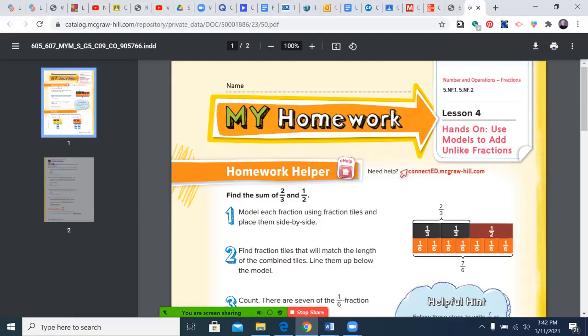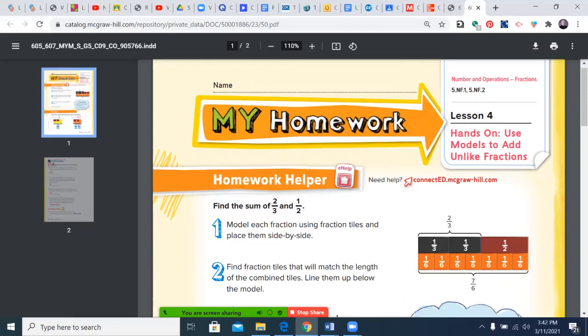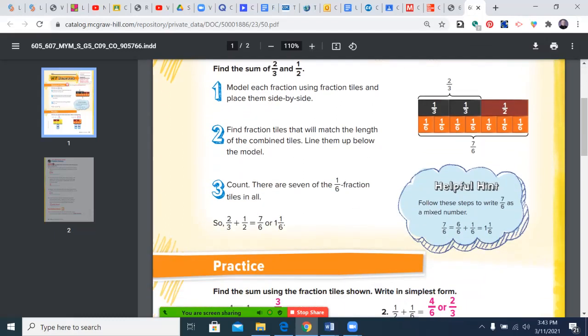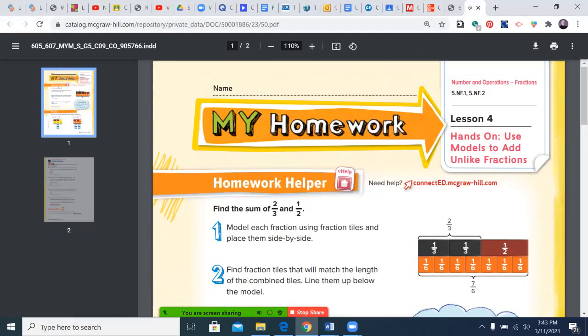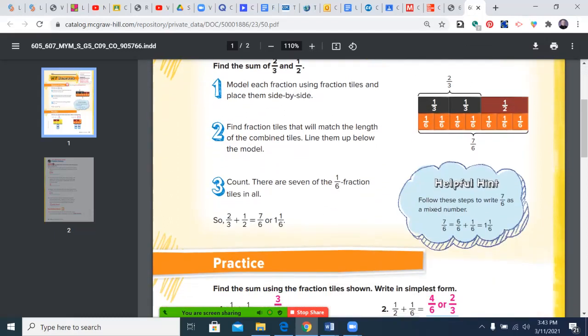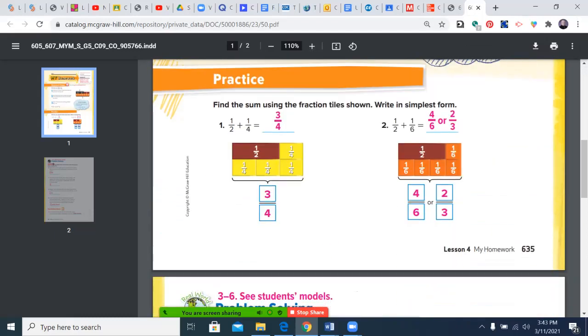We'll begin today's lesson by looking at yesterday's session, where we were using fraction tiles to do this. And you can see that 1/2 became 2/4, plus 1/4 is 3/4. A half is 3/6, plus 1/6 is 4/6, which simplifies to 2/3.